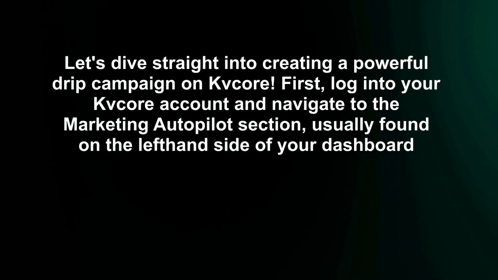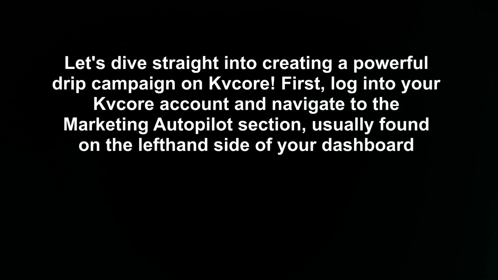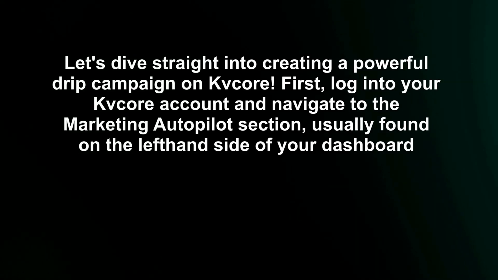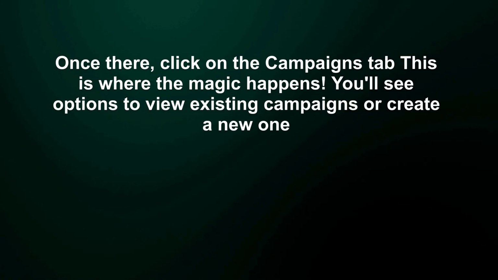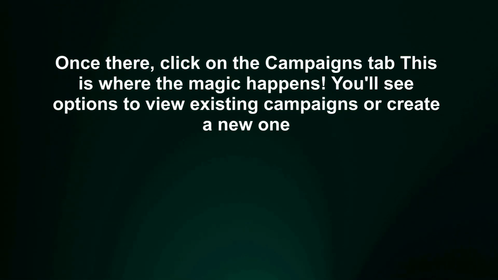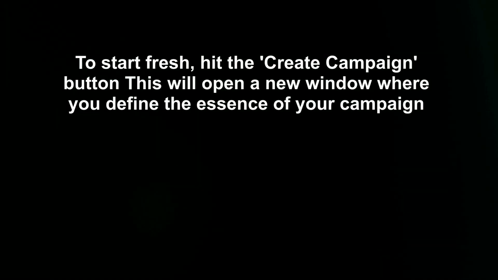First, log into your Kvcore account and navigate to the Marketing Autopilot section, usually found on the left-hand side of your dashboard. Once there, click on the Campaigns tab. This is where the magic happens. You'll see options to view existing campaigns or create a new one. To start fresh, hit the Create Campaign button.